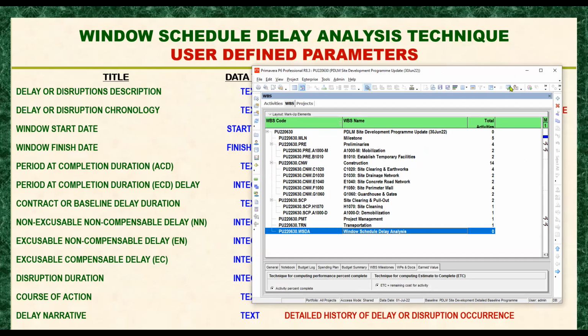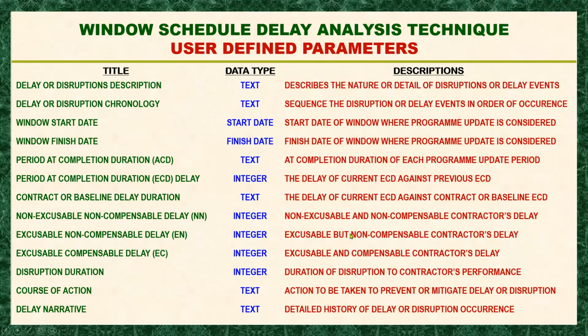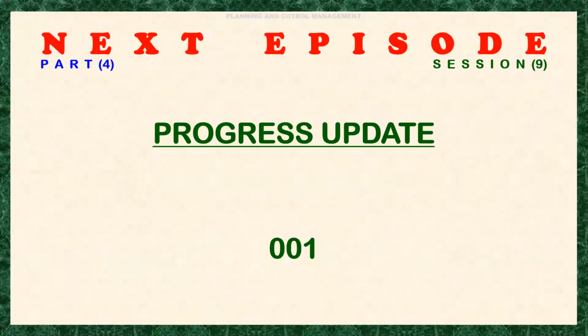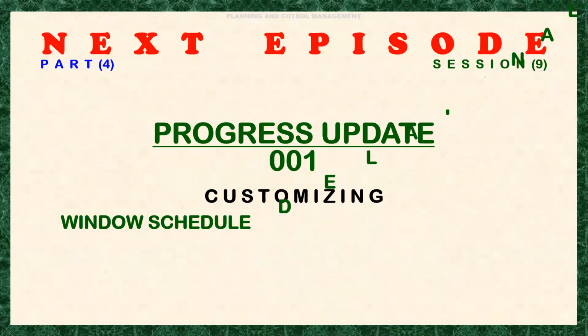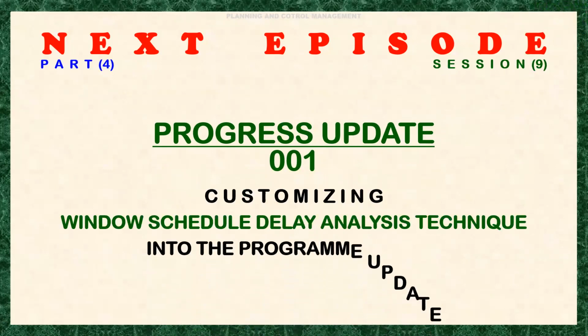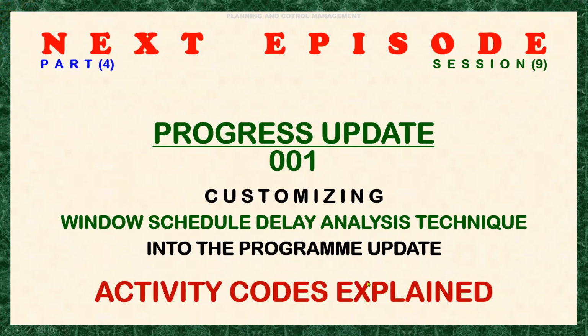Our next episode could be part 4, session 9, progress update 001, customizing. We are still on customizing the window schedule delay analysis technique into the program, so this is still a part of it. That is activity codes explained. In the next episode, we'll be explaining about the activity codes.